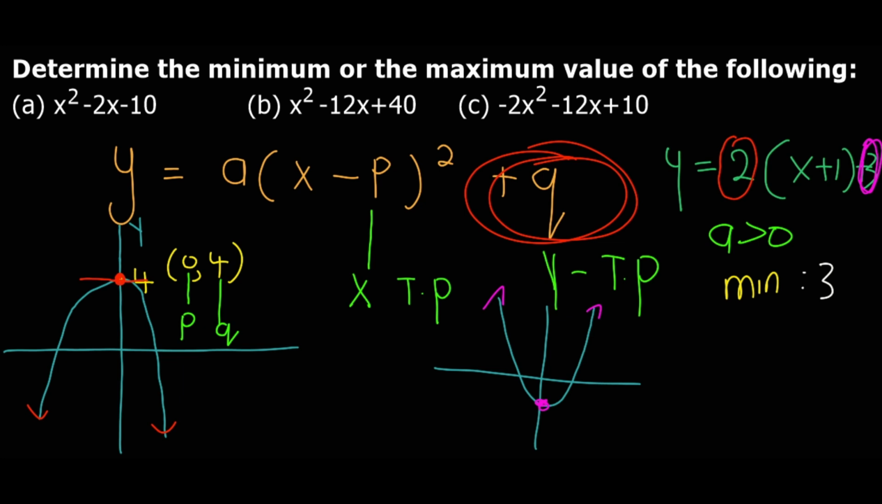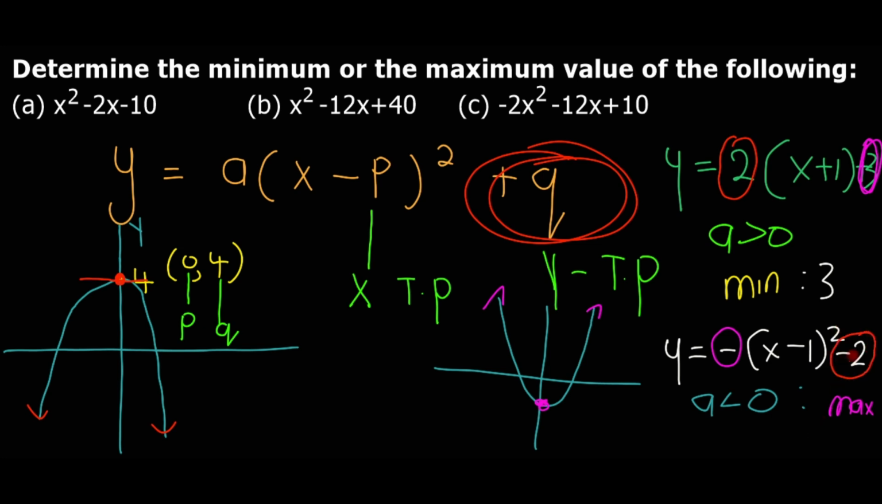And then let's say y equals negative into x minus 1 all squared and then minus 2. Because of this negative sign, we know that a is less than 0, so we will have a maximum. And then what is your maximum? Your maximum value will be this one, because it's q, the minimum or the maximum.